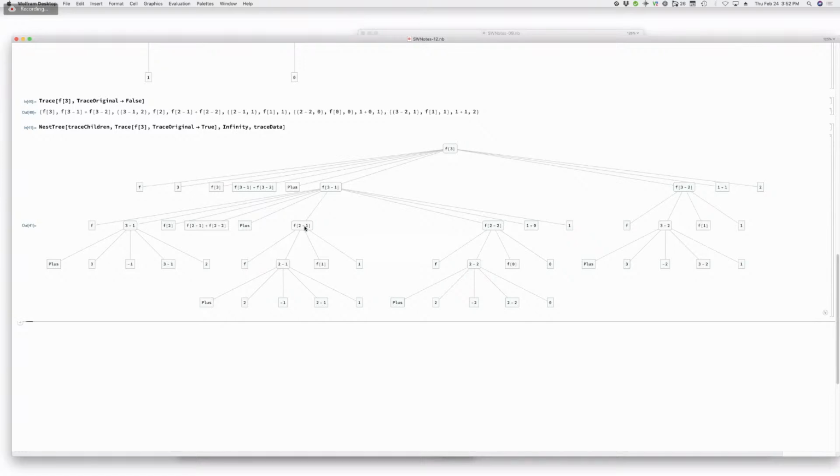What? Why is f of 2 minus 1 a sub-expression of f of 3 minus 1? No, this doesn't make any sense. Look, the sub-expressions of f of 3 are f and 3. Right, and those are fine. I mean, so we really want two kinds of edges here. We want a sub-expression evaluation edge, and we want a sub-expression recursion edge.